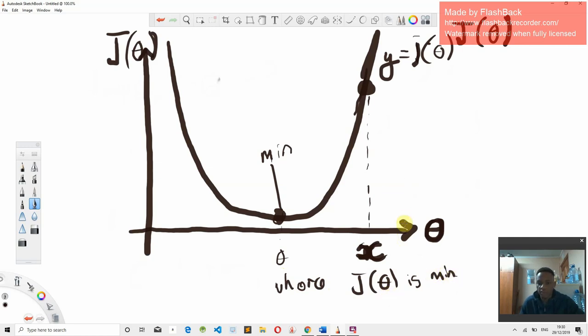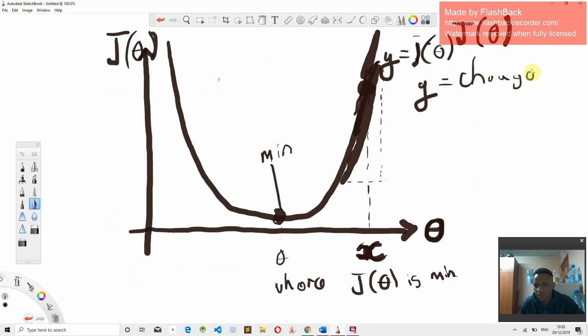In this case, we first find the gradient at this point. So this is the gradient at this point. If you remember from high school, we said that the gradient is the change in y over the change in x.